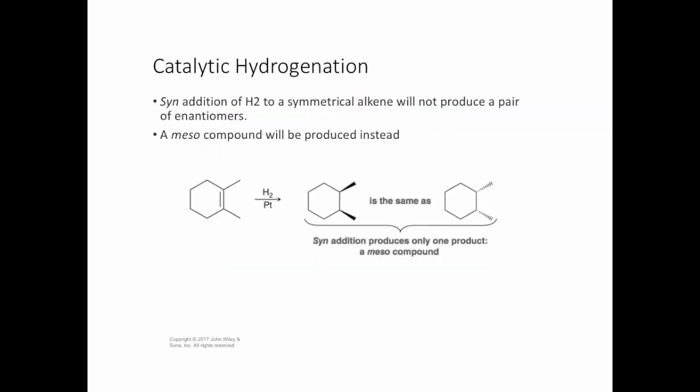The syn addition of hydrogen to a symmetrical alkene will not produce a pair of enantiomers because a meso compound is formed. So while yes, you can get both enantiomers, if you end up with a meso compound, that's actually the same compound just flipped over. So the exception to the rule that you'll form enantiomers is if you happen to form a meso compound.